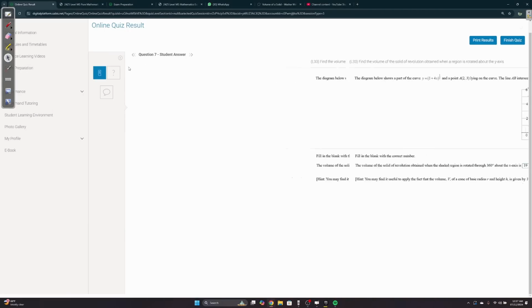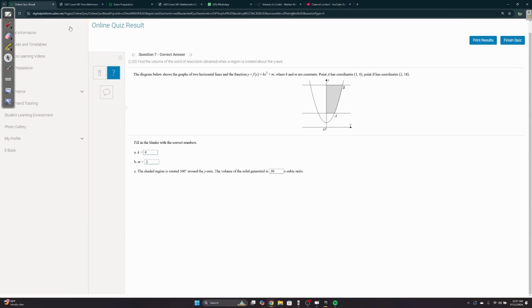Question 7, there are 2 more questions left, inshallah they're easy. This is the one that always comes. The diagram below shows the graphs of 2 horizontal lines. The function y equals f of x equals kx squared plus m, where k and m are constants. Okay, so this is the function. Over here you have 2 horizontal lines. Point A has coordinates 1 comma 6, point B has coordinates 2 comma 18.